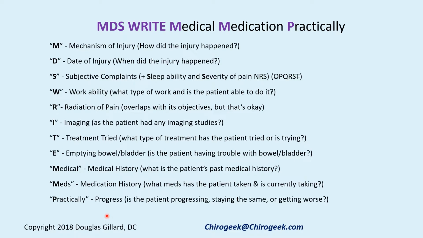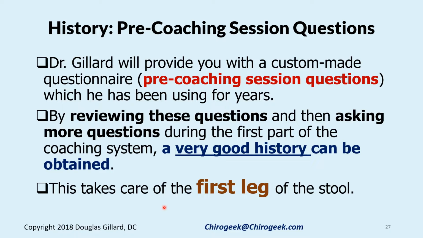And then P, the prognosis. Is the patient getting worse? Are they getting better? Are they still the same? That's all part of the computation process.